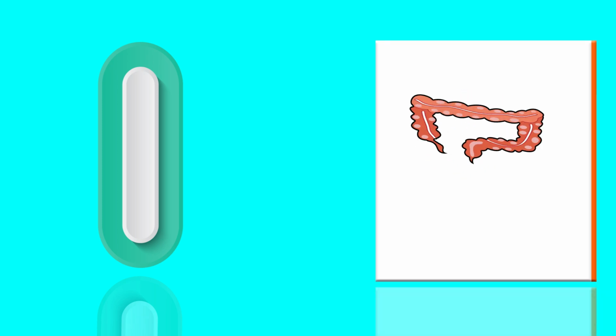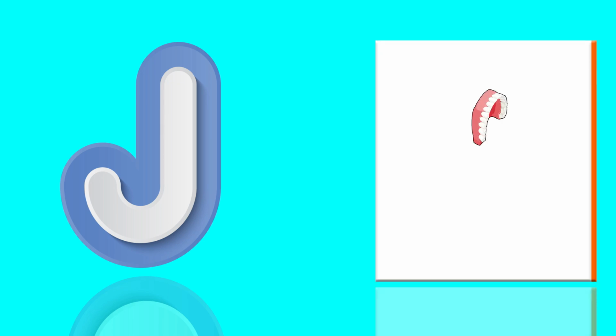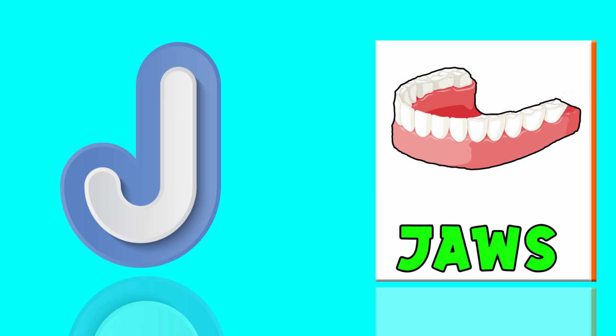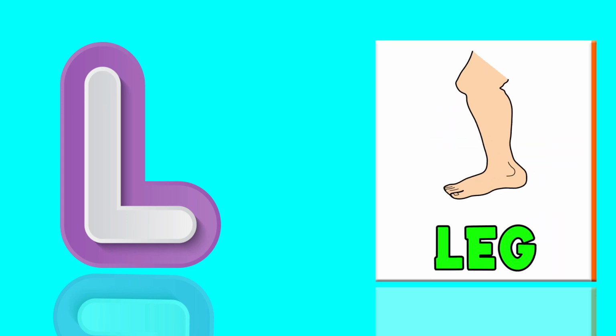I. I is for intestine. J. J is for jaws. K. K is for kitty. L. L is for leg.